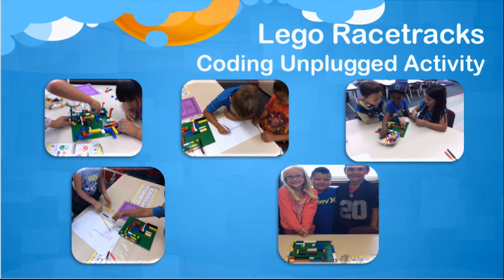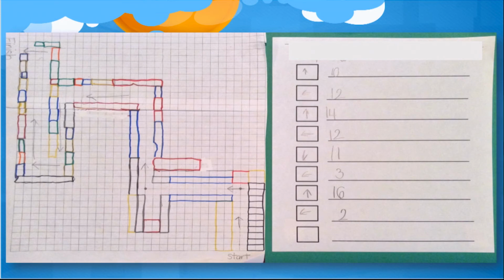We did a Lego racetrack, and this was a coding unplugged activity that we didn't use devices for. The students actually created a racetrack on Lego base plates. And the only thing was they had to have a starting line and they had to have a finish line. They created a car that had to go through their racetrack. From there, they got graph paper and they had to recreate their design. Then they counted how many spaces they had to go to move their car through that racetrack.